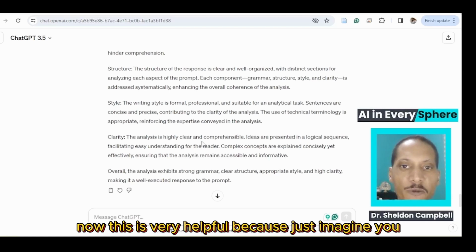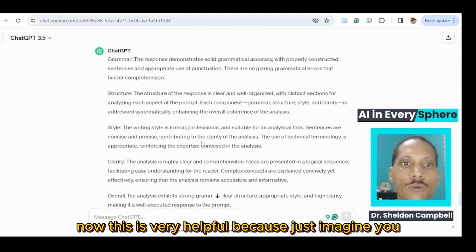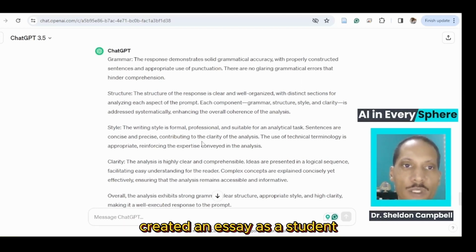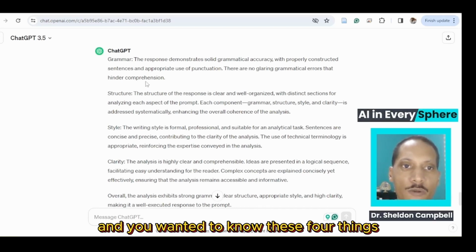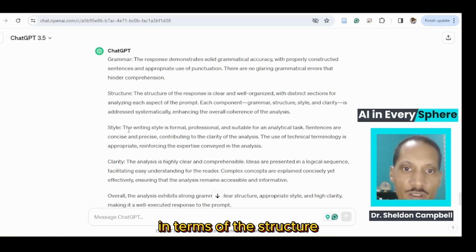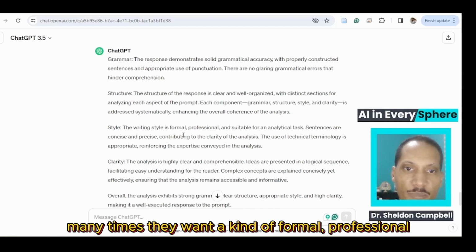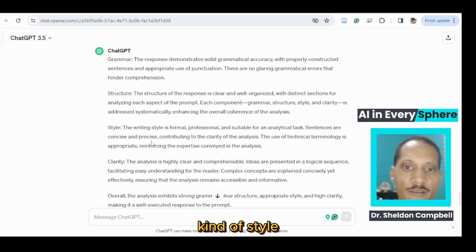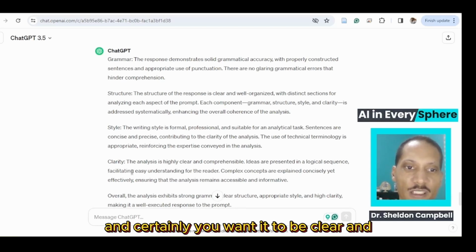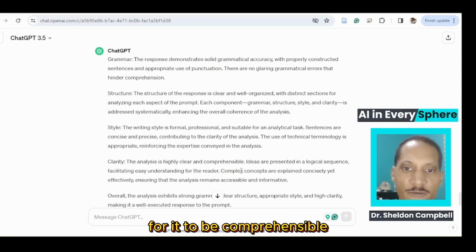Now this is very helpful because just imagine you created an essay as a student and you wanted to know these 4 things, in terms of the grammar, in terms of the structure, in terms of the style, because for writing in school, many times they want a kind of formal, professional kind of style, things like that. And certainly you want it to be clear and for you to be able to understand, for it to be comprehensible. So again, this is very helpful.